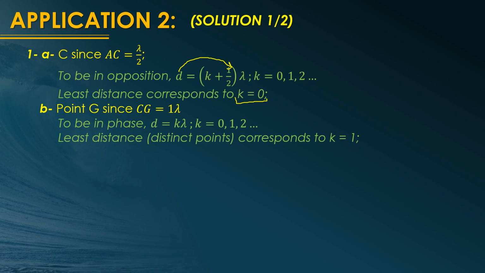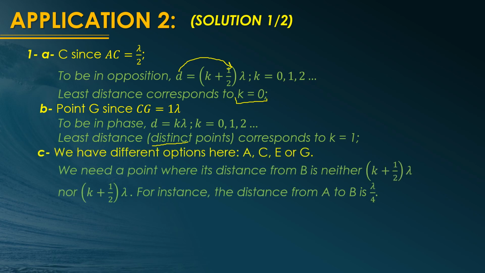To be in phase, d is k lambda. The least distance corresponds to k equal to 1. Why not 0? Because if the distance is 0, that means that the points are the same. They are not distinct points. A point being neither in phase nor in opposition should be any number in between a whole number of lambdas and a whole number and a half.